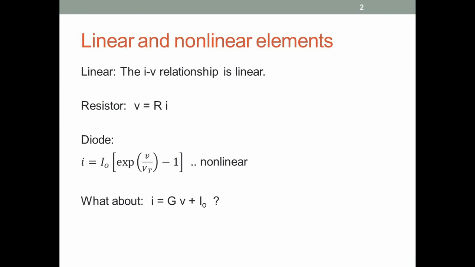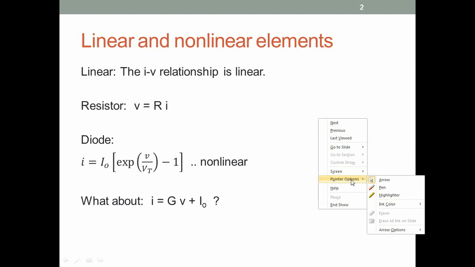And by IV, I mean current voltage. So I will use this terminology, that I is current and V is voltage, and the mathematical relationship between the current and voltage is called the IV relationship. So for example, the resistor has V equal to Ri, so that's clearly a linear relationship, and so the resistor is a linear circuit element.